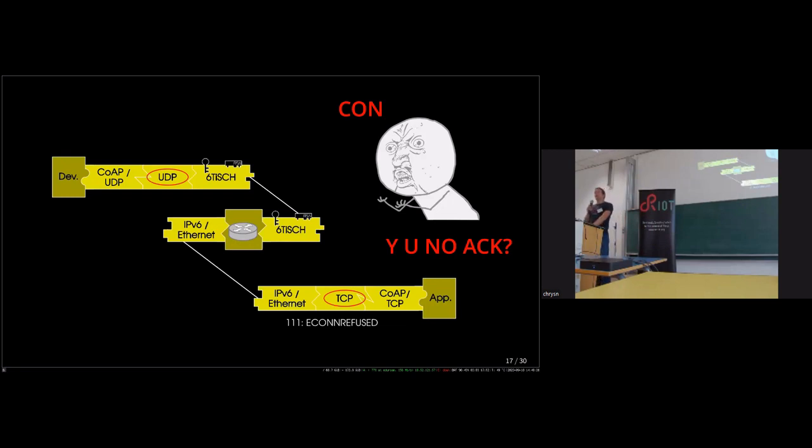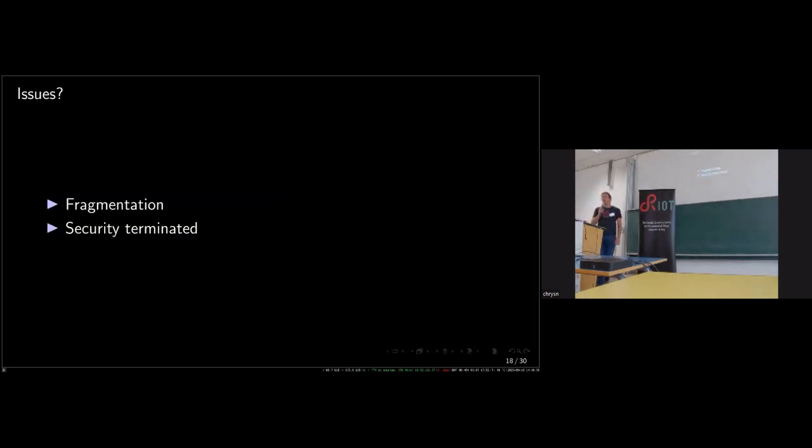So using that to look into what the issues are, we can see one main thing, that is fragmentation of the ecosystem. And that is, I think, the most prominent part that is always being brought up when it comes to using CoAP over different proxies.